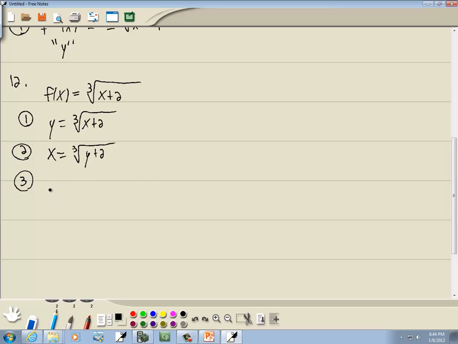Well, when we've got the cube root of y plus 2, that's the same as y plus 2 to the 1/3 power. We're trying to get rid of that exponent there, so we're going to raise both sides to the reciprocal of it, the power principle. So take both sides to the 3/1 power, or the 3rd power.